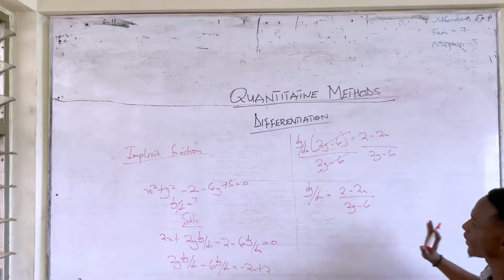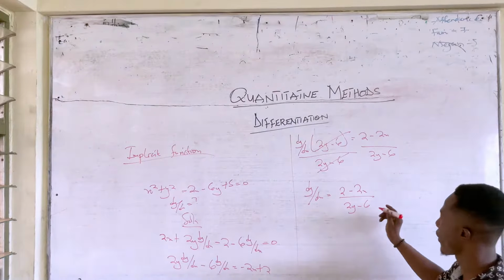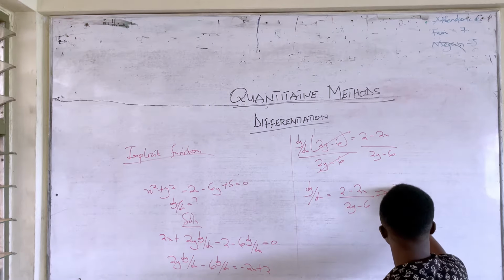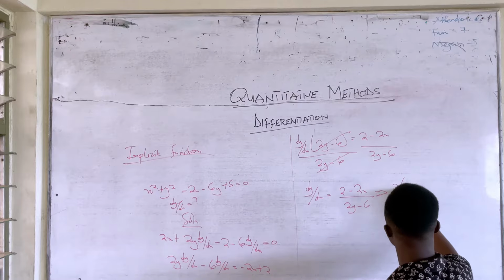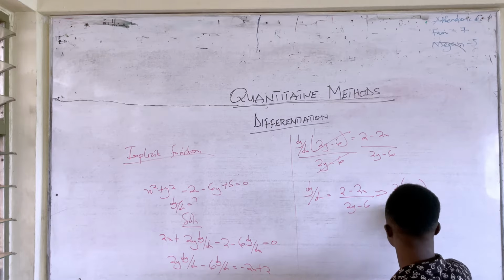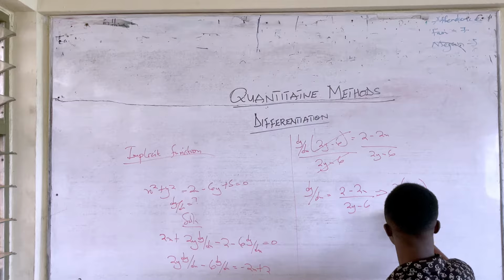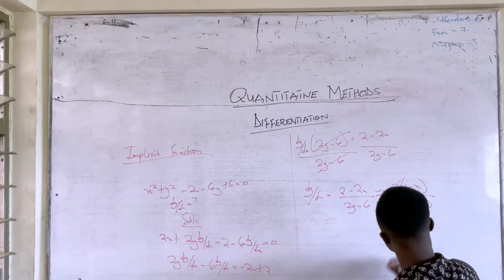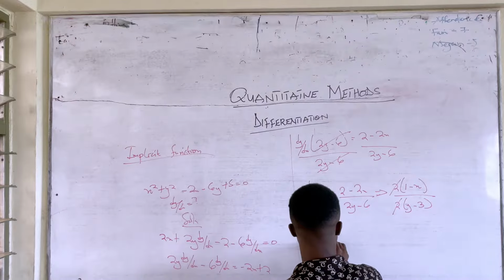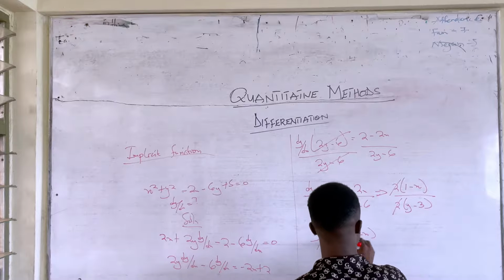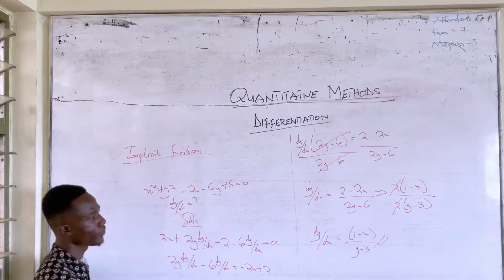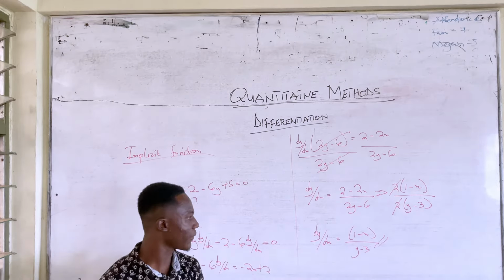You can leave your answer here, but because you can factorize the common factors out, for the top you can factorize and get 2 into brackets 1 minus x, over, here you can factorize 2 out because 2 is a common member, then you have y minus 3. This cancels out, so you have dy/dx as 1 minus x over y minus 3. So that is what we have here. That is our answer.